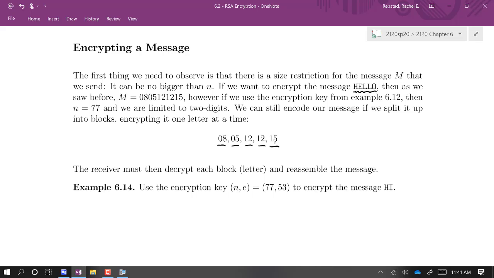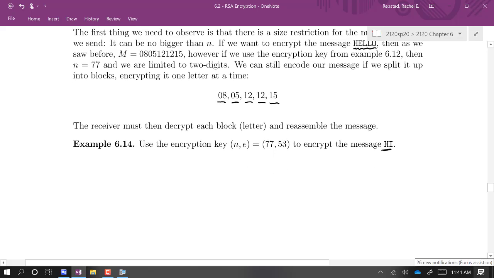Now, this takes a little while. If I were to do hello, we have to go through a whole process for each letter. So I'm going to do a shorter version, right? Let's just encrypt the message hi, and so H is still 8, and I is 09. So we're encrypting one letter at a time.